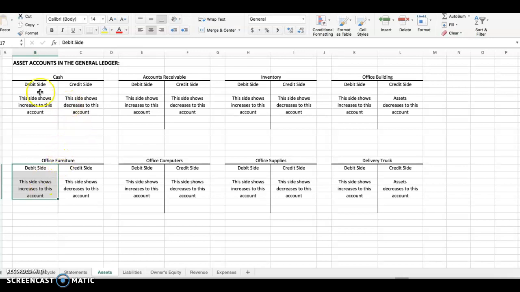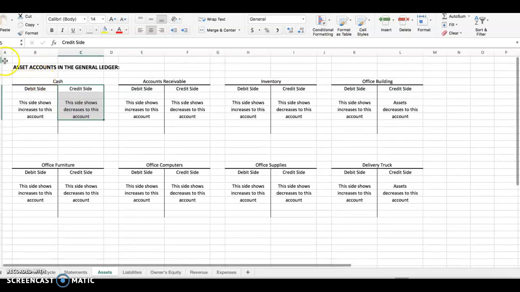Okay? Let's go back to cash. Again, increases to cash will be shown on the debit side. Decreases to cash, for example, if I spent money, my cash goes down. So if I spent $50, that would end up showing on the credit side, the right side of the cash account. So you need to remember that in every single asset, no matter what kind of asset it is, however it's labeled, the debit side is the left side, and the debit side shows increases for assets. The credit side is the right side, it shows decreases.